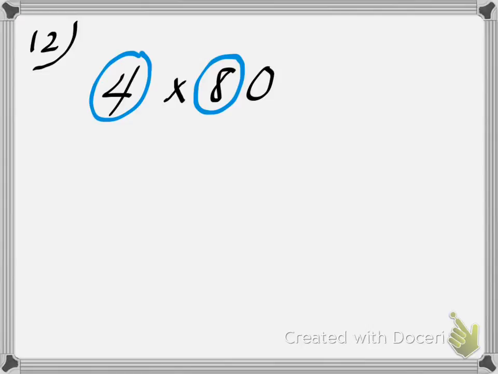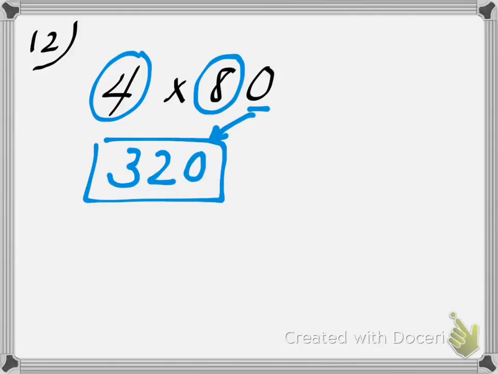Okay, for this one we're going to do 12, 13, and 14. 12 is simply 4 times 80. This is similar to what we did before. We're just going to easily multiply 4 times 8 to get 32, and then plug in our 0, 320.